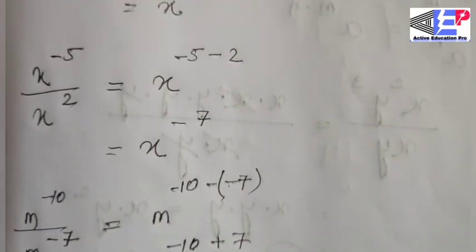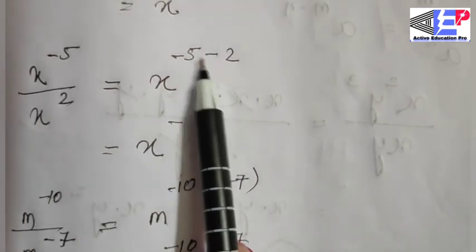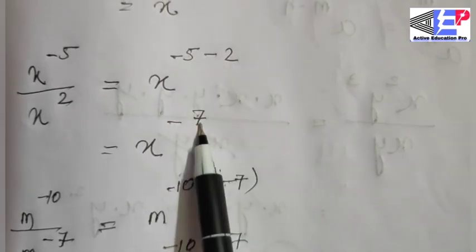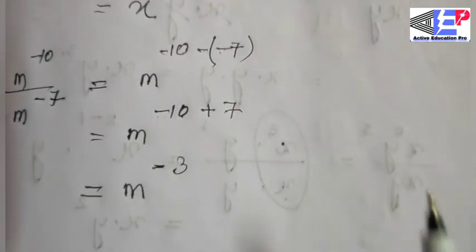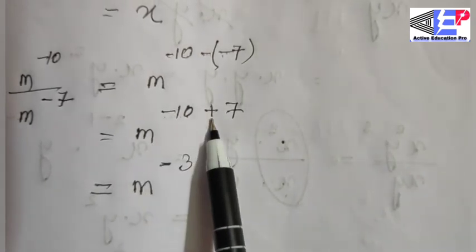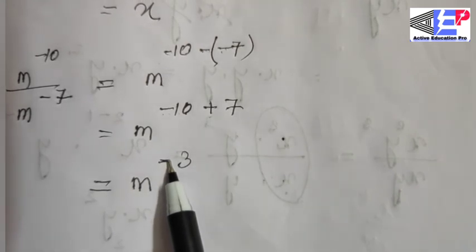In my previous case, both the numbers consisted of the same sign, minus 5 and minus 2, so we added the numeric. 5 plus 2 is 7. But in this case both the numbers are of opposite sign, here minus and here plus. Then put the sign of the greater numeric, not the greater number. Put the sign of the greater numeric.